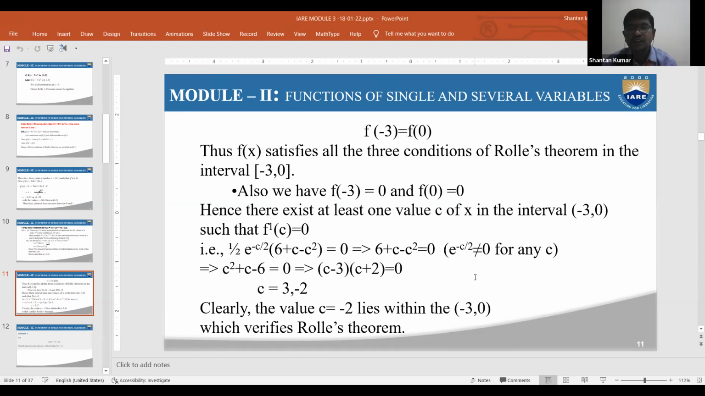Which one is inside of the limit? Minus 2. In this case, 3 is outside of the given limits. The interval minus 3 comma 0 is nothing but minus 3, minus 2, minus 1 and 0, but here only minus 2 exists. Therefore, minus 2 lies inside of the given limits, that is minus 3 comma 0. Therefore, Rolle's theorem is satisfied.